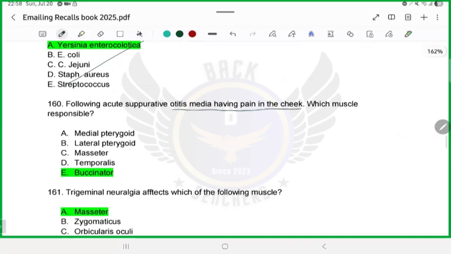Acute suppurative otitis media. Patient is having pain in the cheek. Which muscle is responsible? Cheek, buccinator. And what's the nerve supply of the face? Of course, you know, trigeminal nerve.